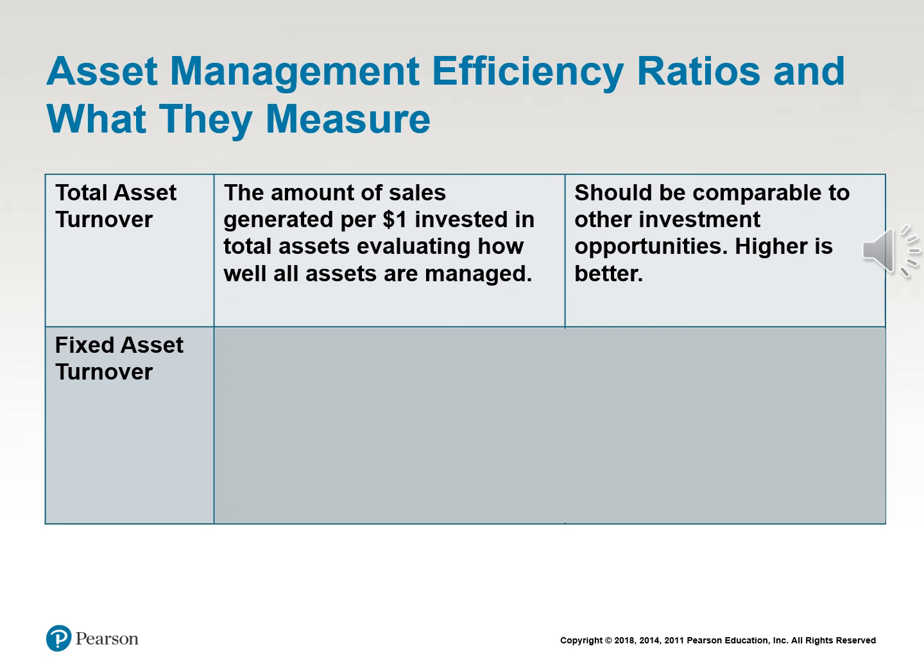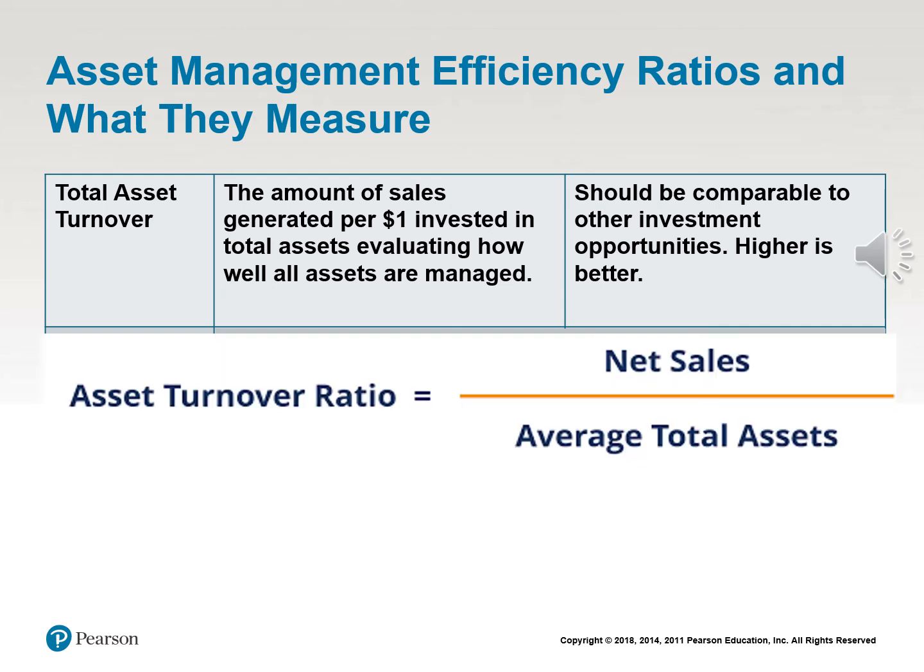The first is the total asset turnover. Here we are calculating the amount of sales that are generated for every $1 that's invested in total assets. We want a return that is comparable to a return that we could get if we just invested our cash somewhere. The higher the return, the better. We calculate the asset turnover ratio by taking net sales and dividing it by the average total assets.